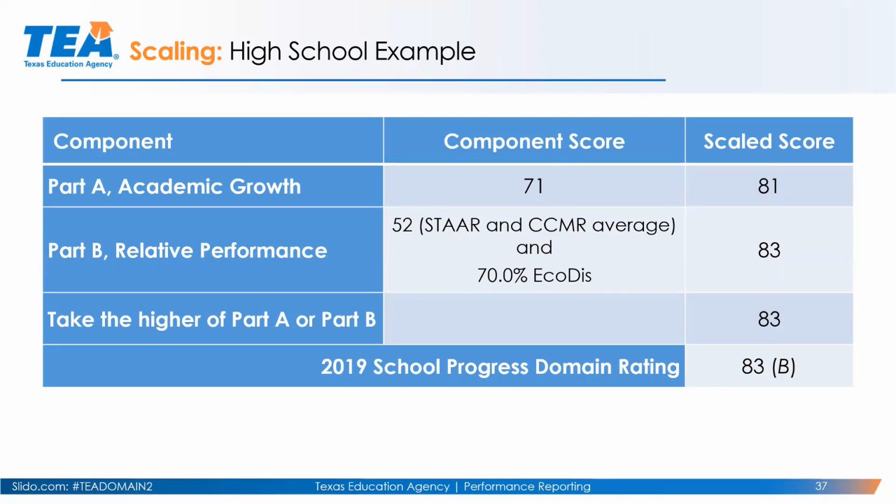For Part B, relative performance, in our previous example, they had a 52 for student achievement, that's from the STAAR and CCMR average, and a reported 70% eco-dis. That is scaled for a high school in that example to an 83. So we take the higher of Part A or Part B and apply it to the school progress domain. So in this example, 83 is higher than an 81. So this example high school would receive an 83 or a B rating for the school progress domain.